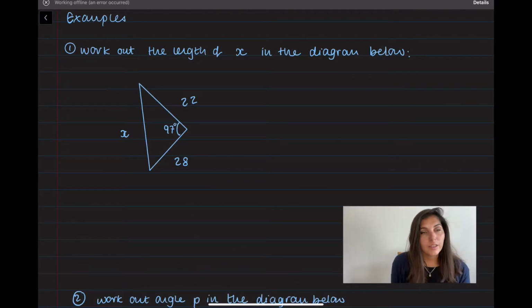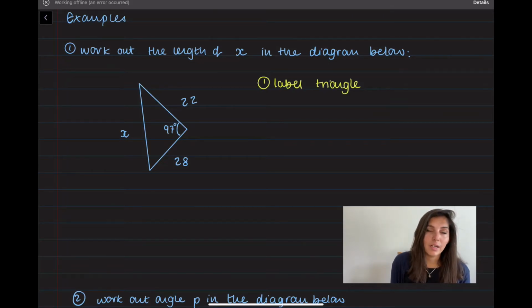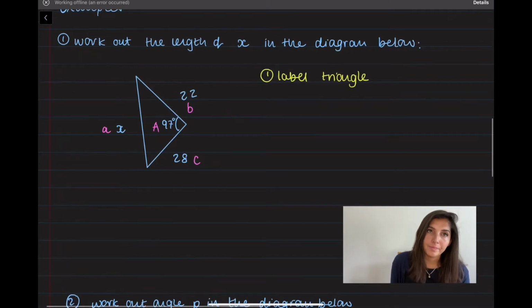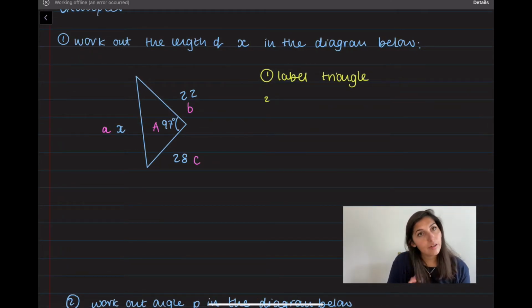So let's look at this first example. So we've got an unknown length. So the first thing I want to do is label my triangle. So again, I'm going to label my angles with capital letters and the opposite sides with the lowercase letters. And when you use the cosine rule, the angle that you're given or the angle that's unknown, you always label with A.